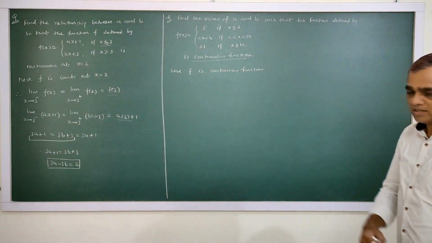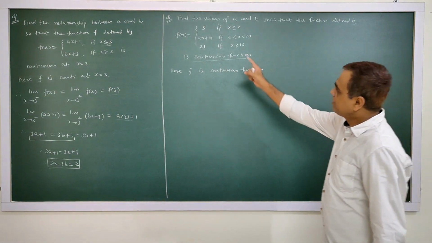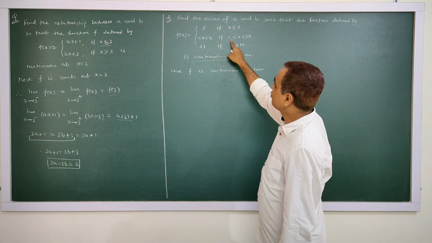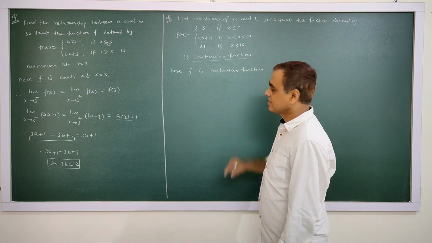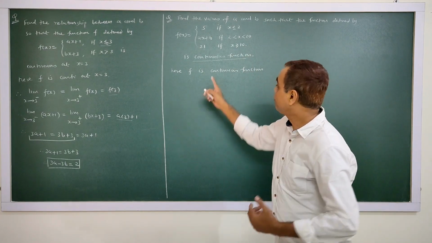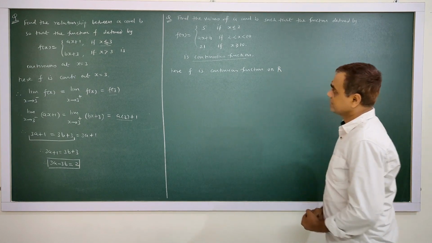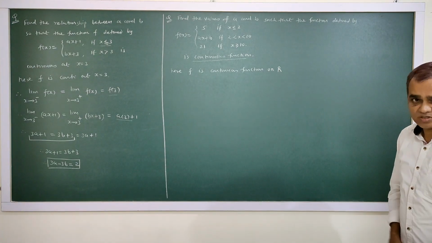What is the domain? See, the function is defined for all real numbers which are less than 2, from 2 to 10, and after 10. So here the domain is R. So the function is continuous on R. That is given. This is continuous.